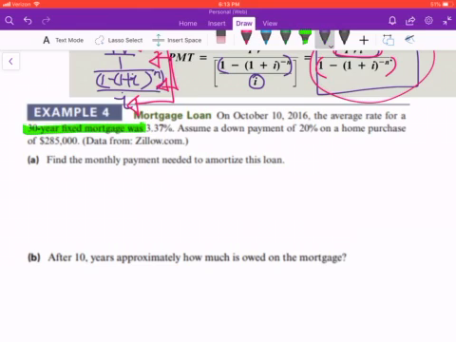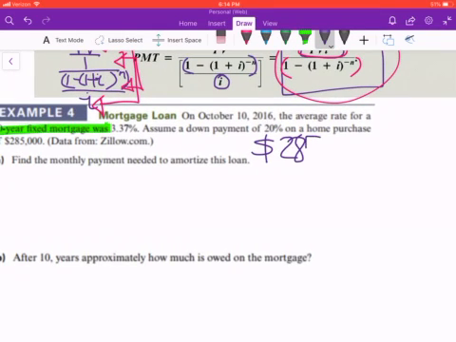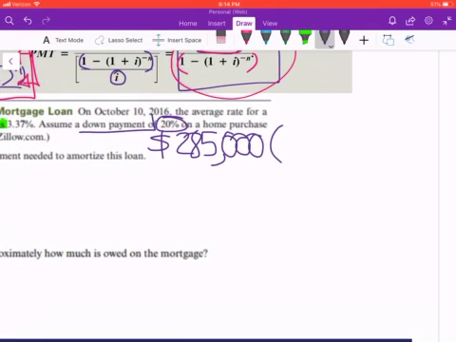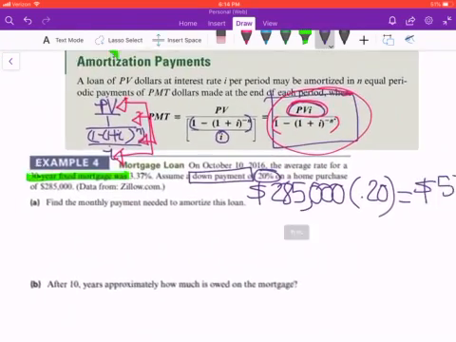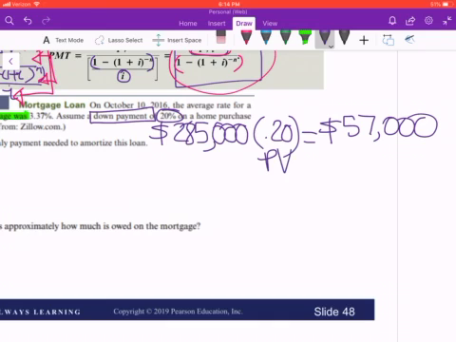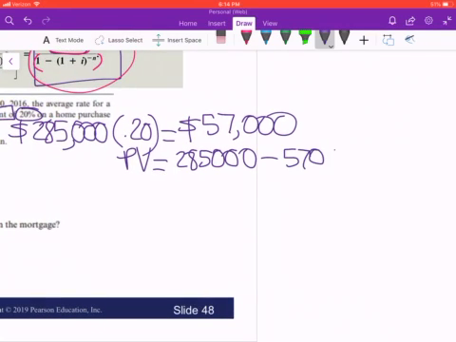What we are going to do first is take the price of the house, $285,000, and calculate 20% of it because that is considered the down payment. After we know that value, I'm going to subtract it from the original price of the home. That would be $57,000. To calculate the present value of what we need to borrow from the bank for this home loan, it will be $285,000 minus the down payment of $57,000. This gives me a present value of $228,000.